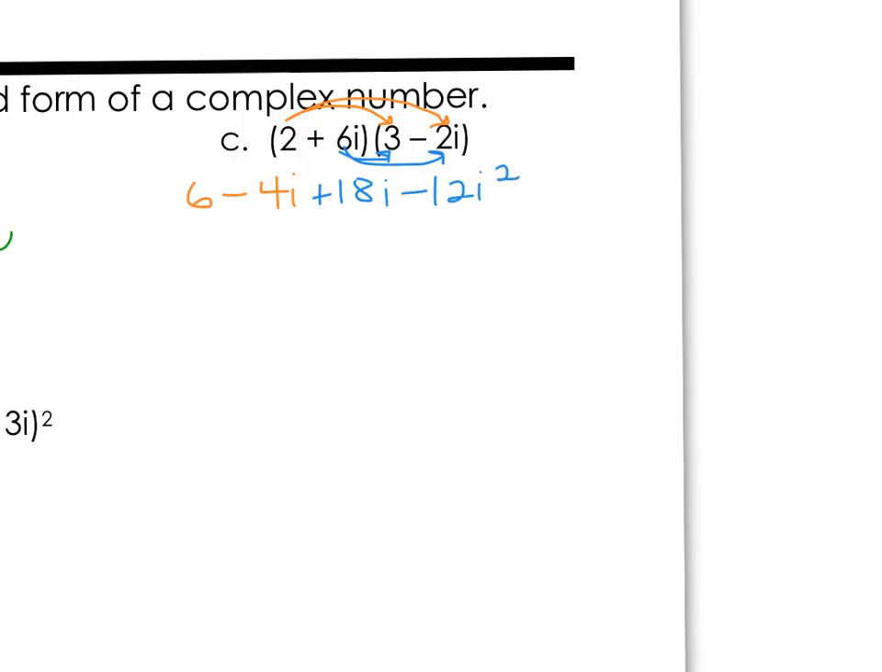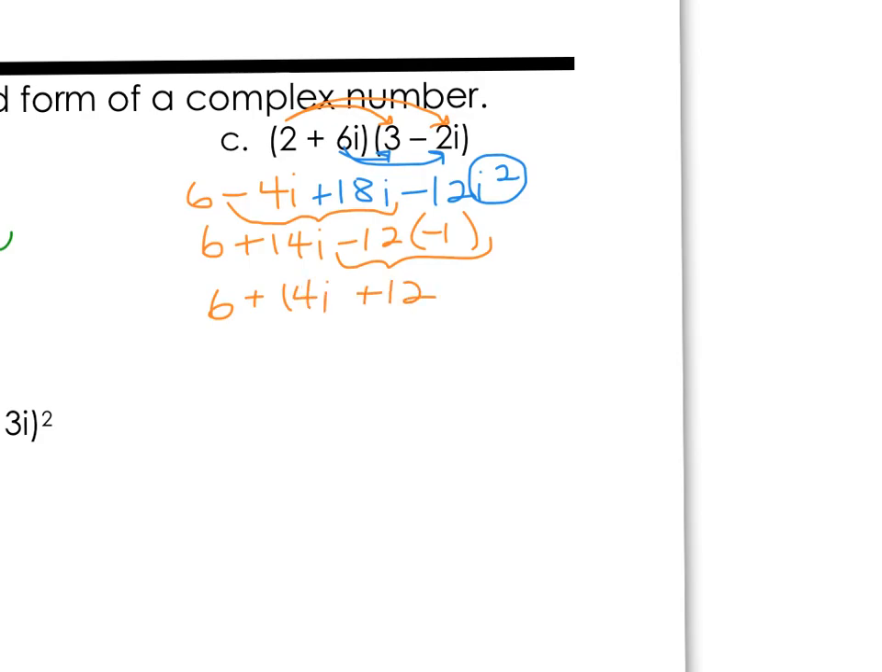So we have a couple of things happening here. I know my i squared is going to equal -1, but we also have like terms in the middle. So I'm going to start with my 6 and then recognize that my two terms in the middle both have a variable i, so I'm going to combine their coefficients. -4 plus 18 is +14i. And then -12 i squared equals -1. That technically changes my -12 to +12. And now the 6 out in front and the 12 at the end combine to be the total a value in our complex number. 12 plus 6 is 18, plus 14i, and there's our product in standard form of a complex number.